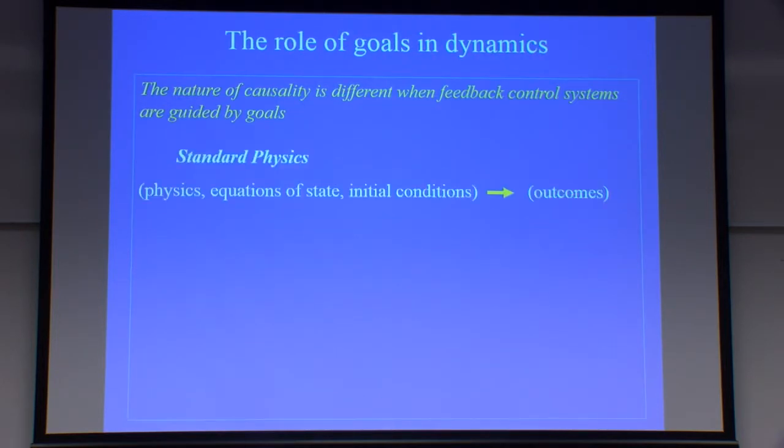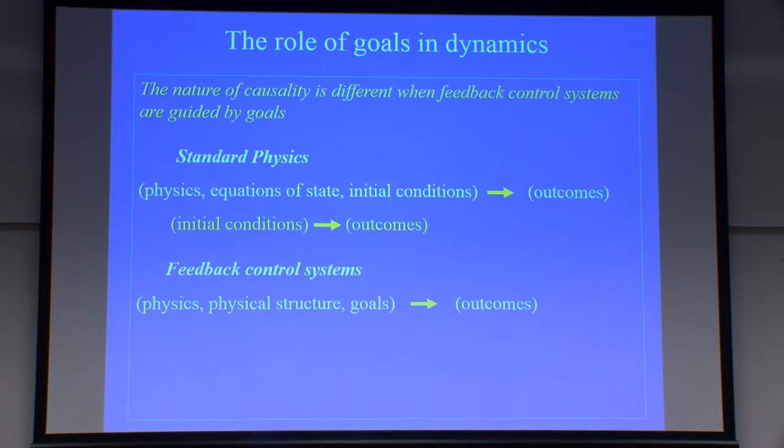The nature of causality is quite different when feedback control systems are guided by goals. Us physicists think of physics equations of state and initial conditions giving you outcomes. Now, for any specific system, the physics is the same, the equations of state are the same, so initial conditions give you outcomes. That's the standard physics way of viewing things. For a feedback control system, the same physics, but now the physical structure and the goals give you outcomes. For the system, let's say the thermostat, the physics is the same all the time, the physical structure is the same all the time, but you can change the goal by adjusting the control, and so in fact the goals determine the outcomes.